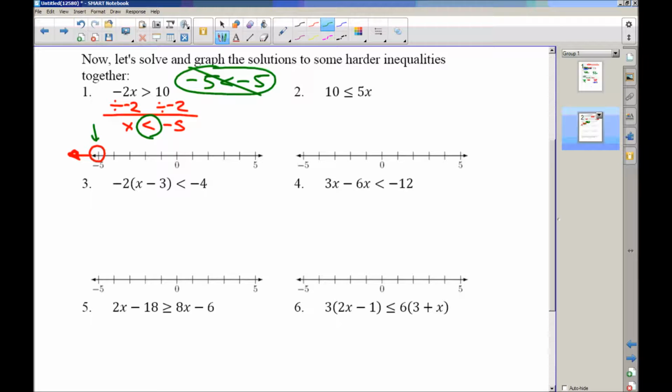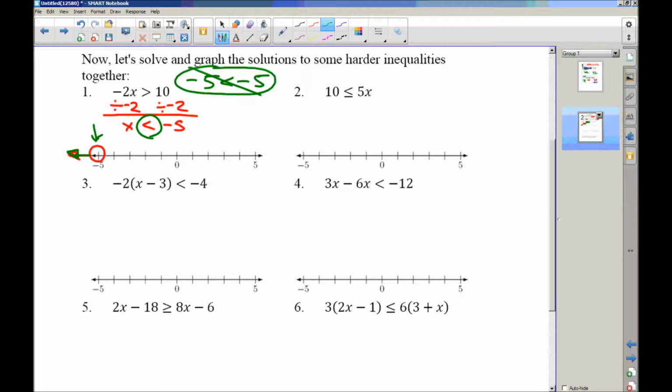And the reason I put an open circle is I can get as close to negative 5 as I want, but I can never quite get to it. So negative 5.000001 is a solution, but how do I graph negative 5.001 without making it look like negative 5 is also a solution? And the trick is to put that open circle.